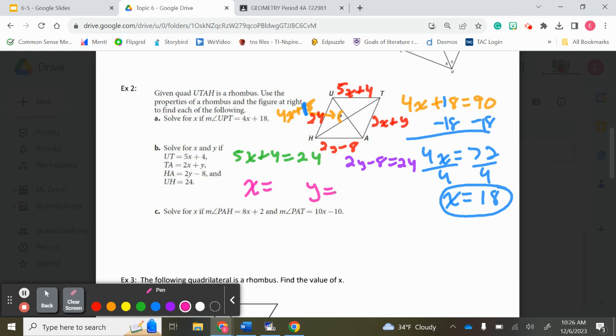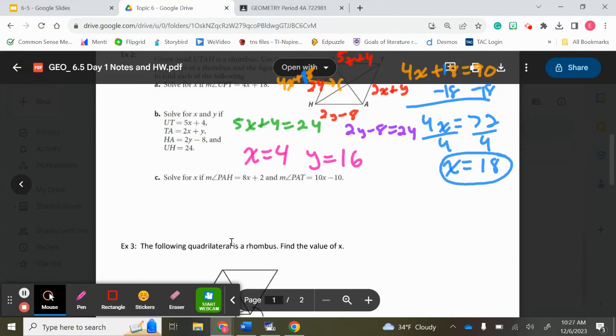Who's got x? Luis? 4. Very good. And how about y? 16. Nice job. So be careful. There's something similar to this on your test. Just be careful with what you're working with. You can solve for this using a system of equations, but who wants to do that? If you know that their variable is by itself here and you know one of the sides, you are golden. So there's something similar to this on your test.